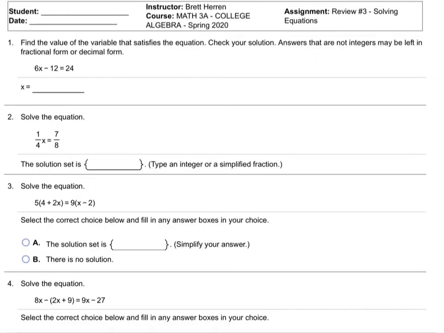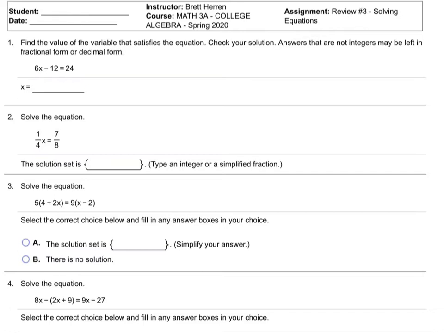Okay, so we're starting review number 3. It's not due next time. You have a week still, but this one's all about equations. Every one of these is going to have an equal sign. That's totally different. Let me make this first one bigger.